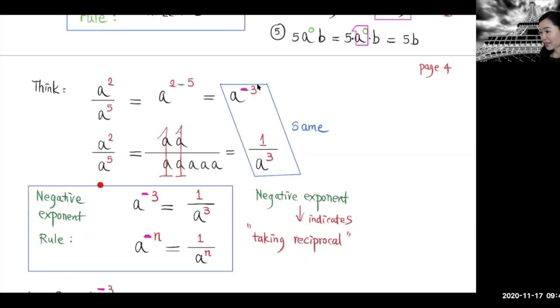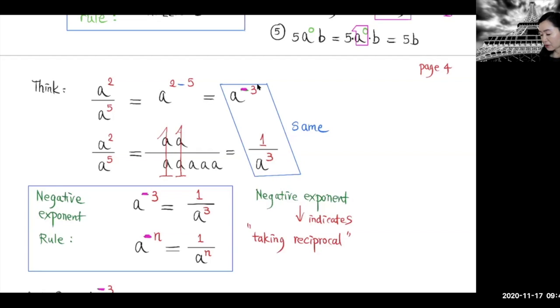Now I can also do it another way. I can write a squared as a times a, and a to the 5th as a times itself 5 times. Now this cancels out, leaving you with 3 factors of a in the denominator. Up here we have a 1, and down here we have a to the 3rd power. So it's 1 over a to the 3rd power. If I do it the first way, I get a to the negative 3rd power. If I do it this way, I get 1 over a to the 3rd power. So they are actually the same.